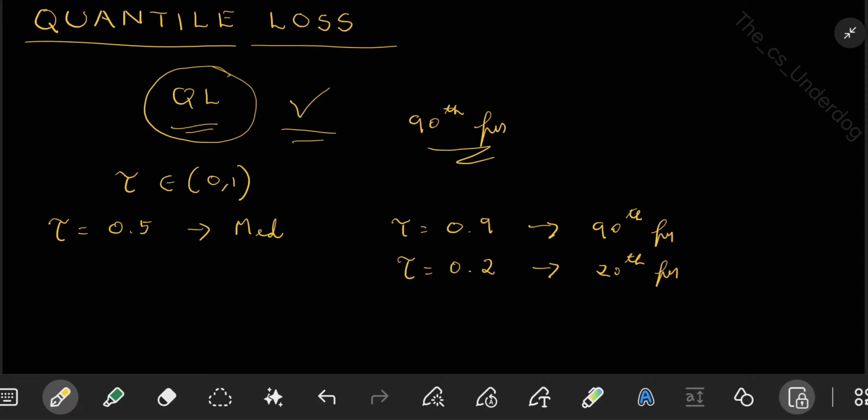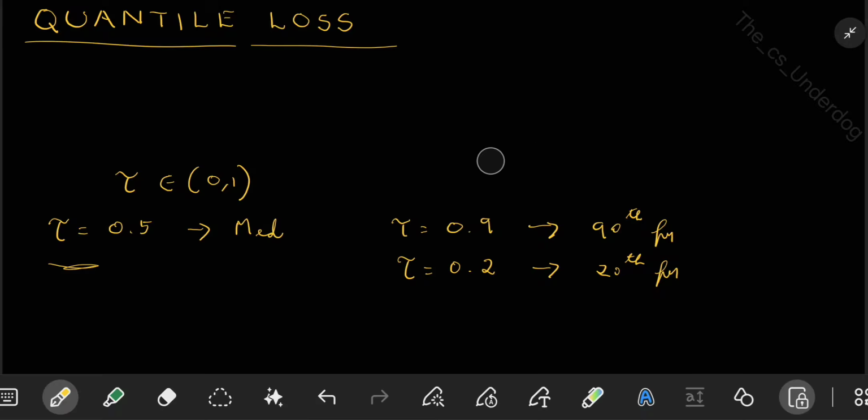So the first requirement, if you want to use quantile loss in order to predict some particular quantile, is that you should fix the value of tau. Once you get the problem statement, you know what percentile you want to find out. Accordingly, you fix the value of tau. Next question is, once you fix the value of tau, what is the loss function? In order to understand the loss function, first you want to know what the residual is.